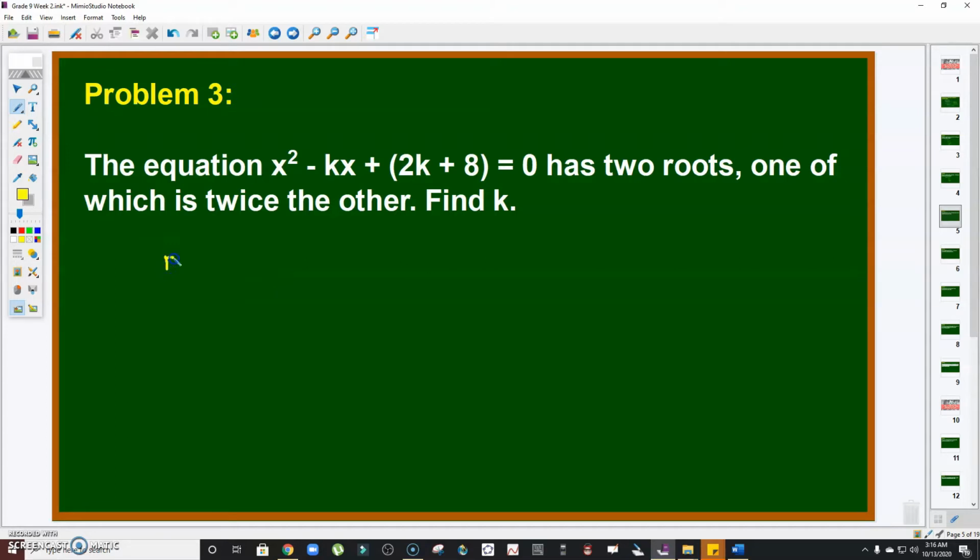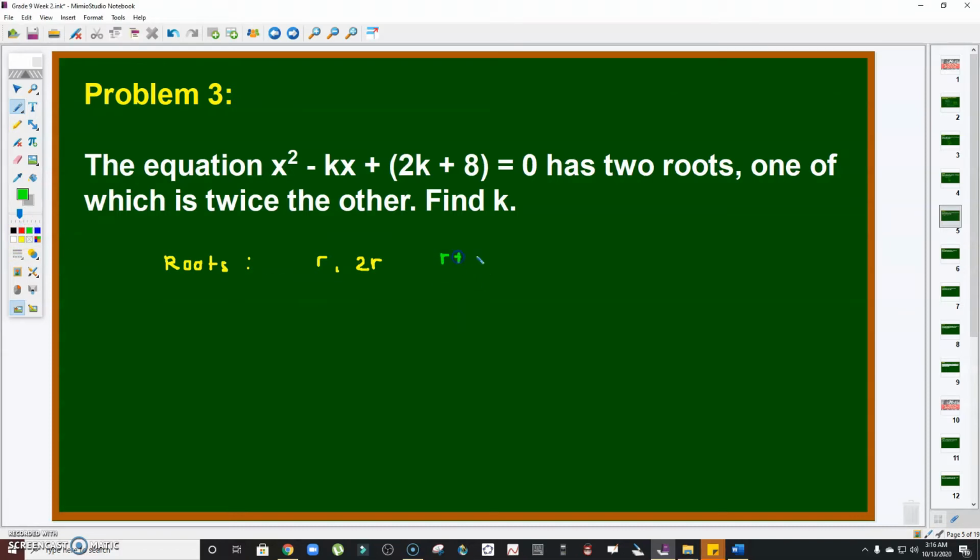For the roots here, it says one is twice the other. So, if one is r, then the other one is 2r. See that? Now, what do we know here? Let me use a different color.